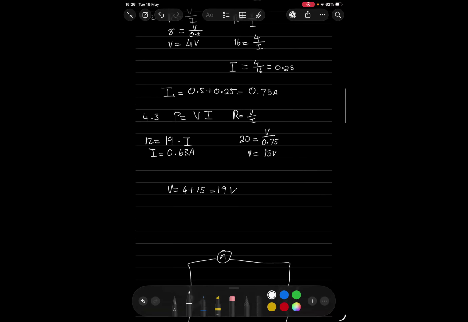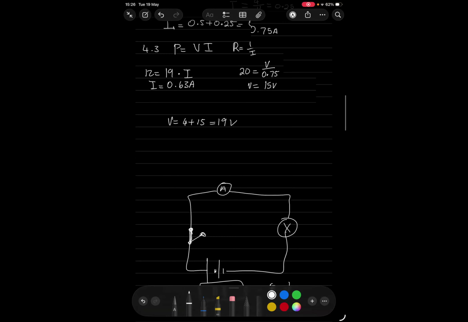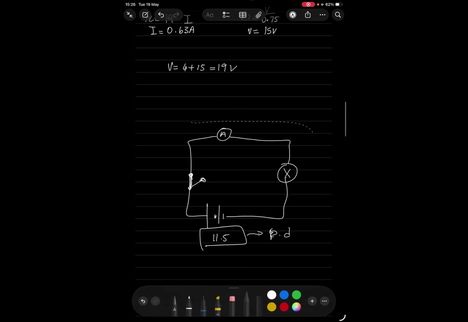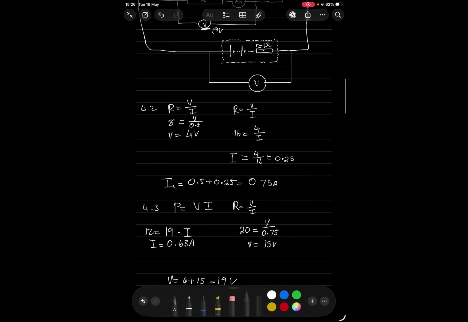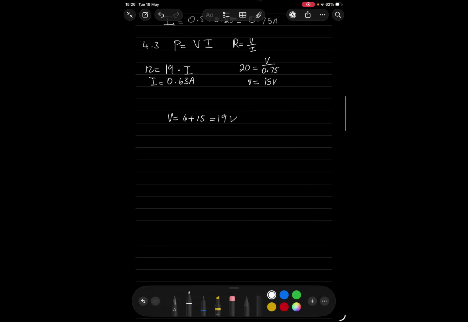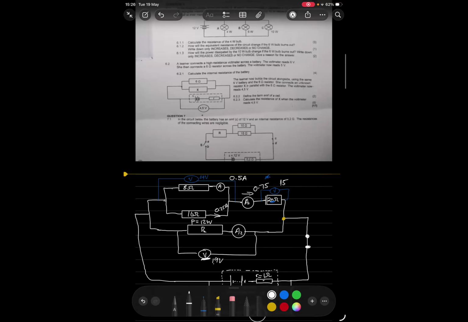So now they want you to calculate the potential difference. One, they want you to calculate the EMF. So, how do you calculate the EMF? Well, remember, we have the internal resistance, which is 1. And how do you calculate the internal resistance?